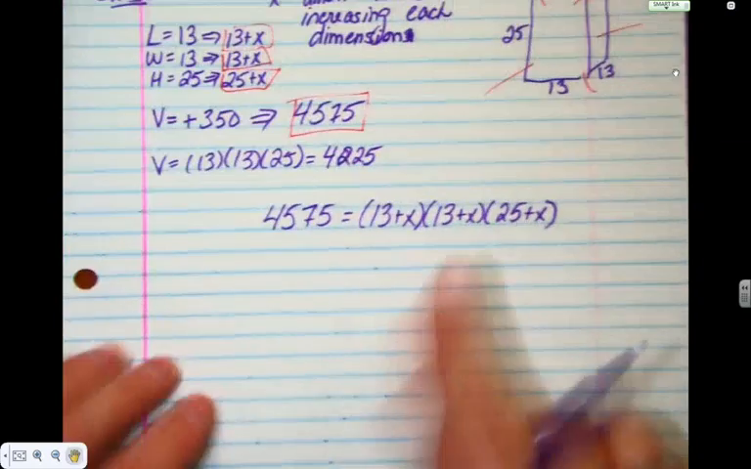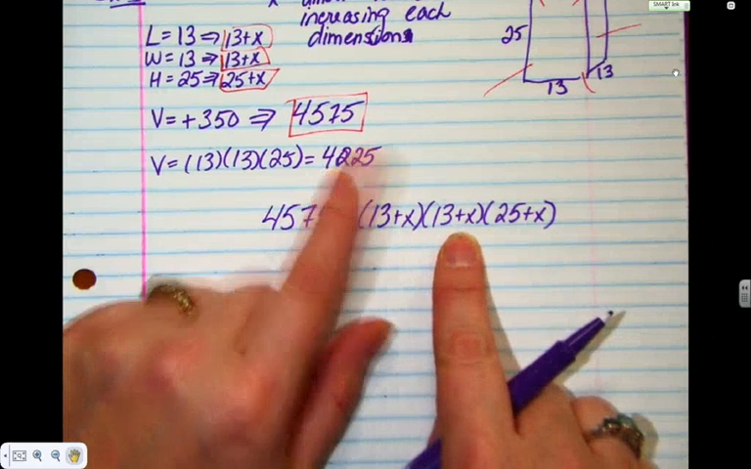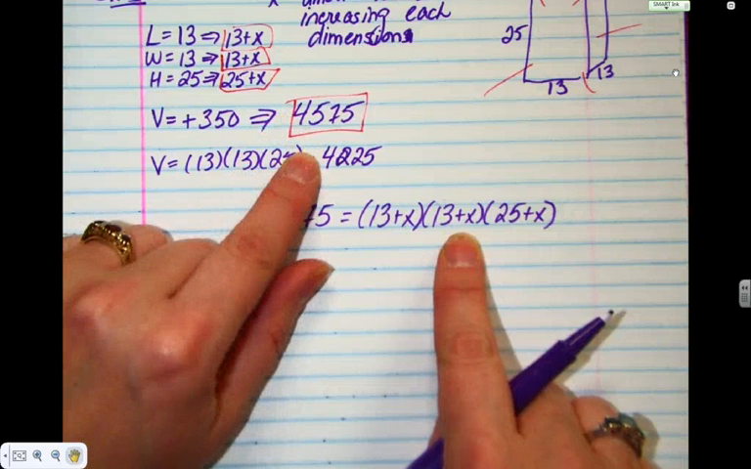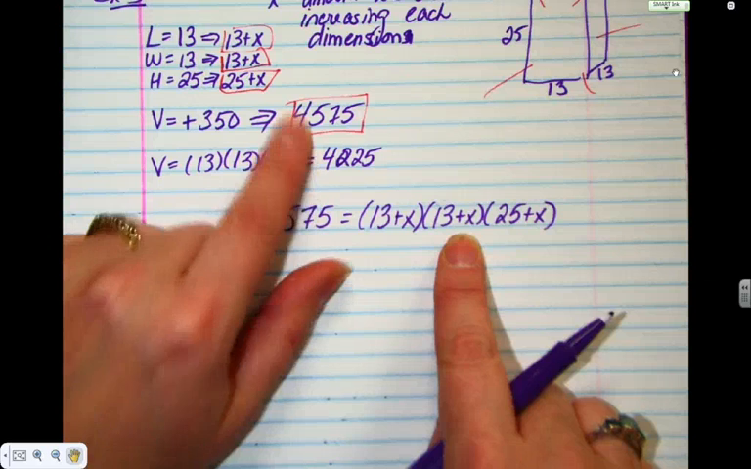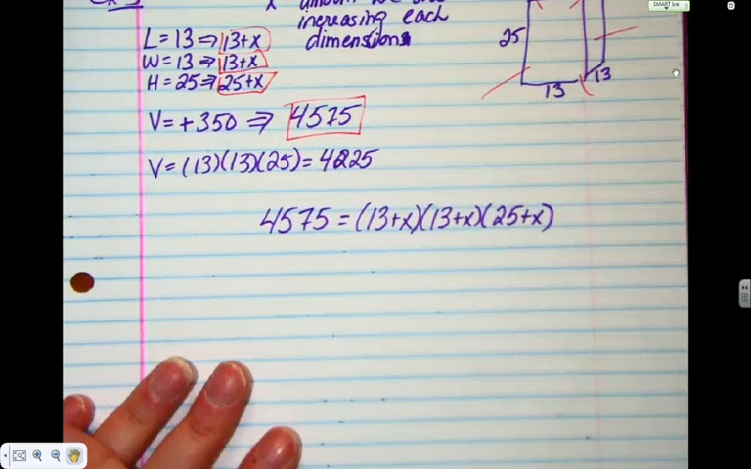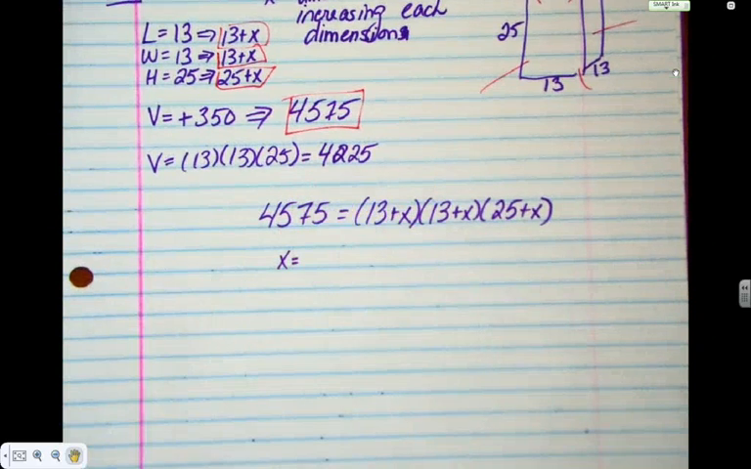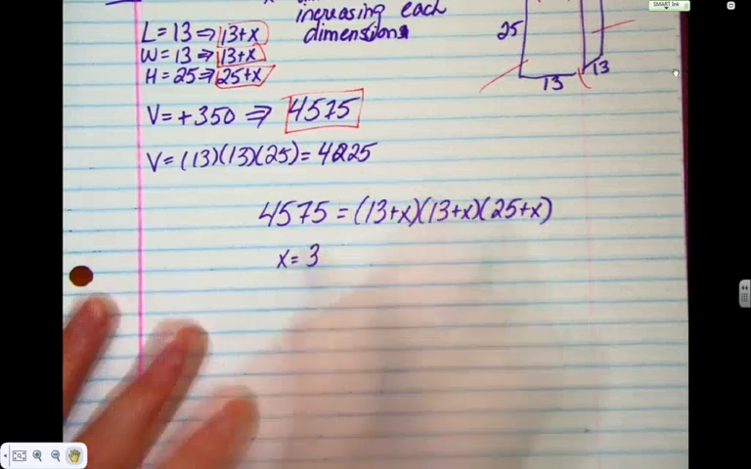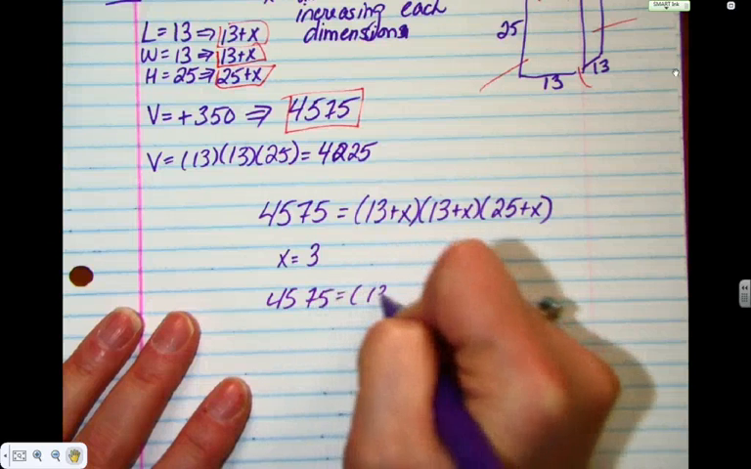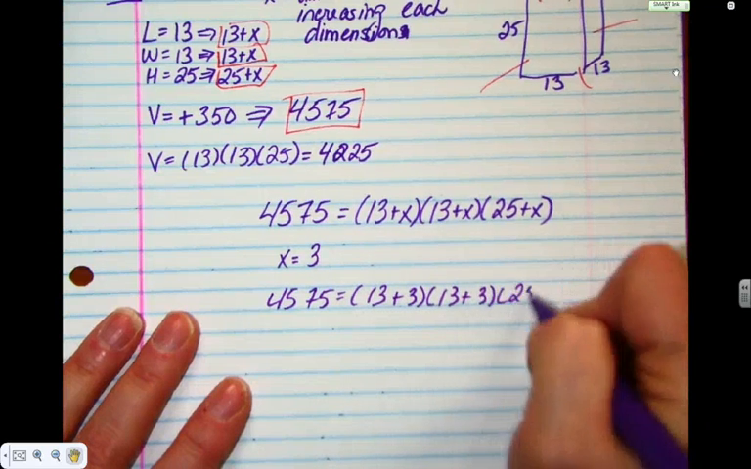Okay, let's use our logic. If we had x as 0, we know the value would have been 4225. We're going to 4575. So is x a big number or a small number? It's probably a fairly small number because our volume's not increasing by that much. So let's pick a small number and see what happens. So pick an x equal to 3. Okay, let's sub that one in. So 4575 equals 13 plus 3 times 13 plus 3 times 25 plus 3.